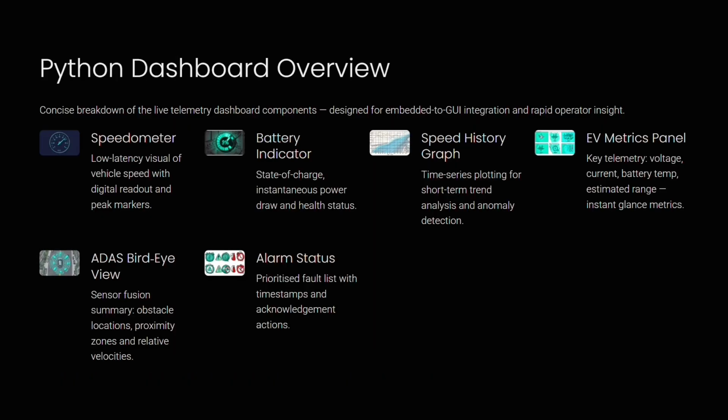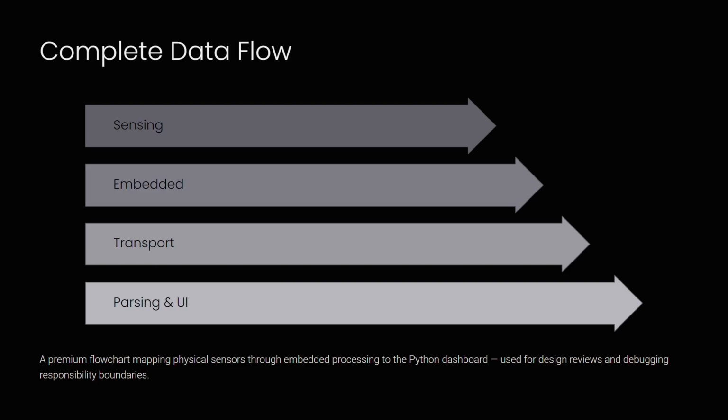Now Python dashboard overview. Our dashboard shows everything in one place: a live speedometer, a battery indicator, and a speed history graph, key numbers like voltage and range, a bird's eye view for nearby obstacles, and a list of active alerts.